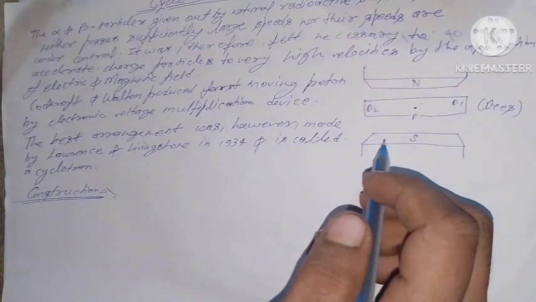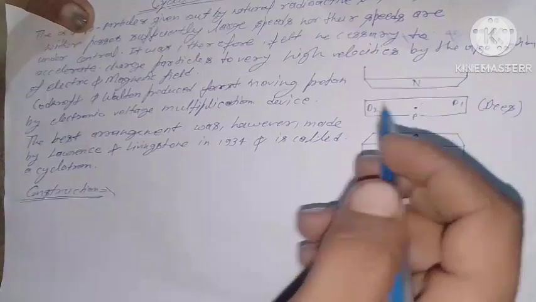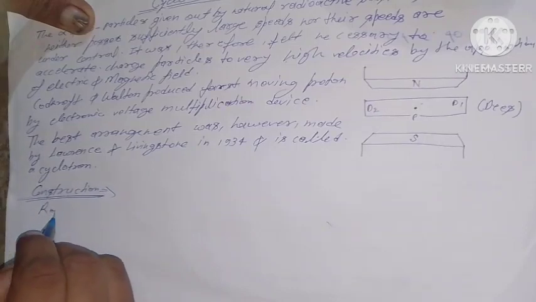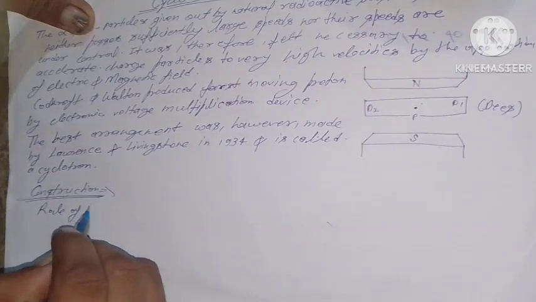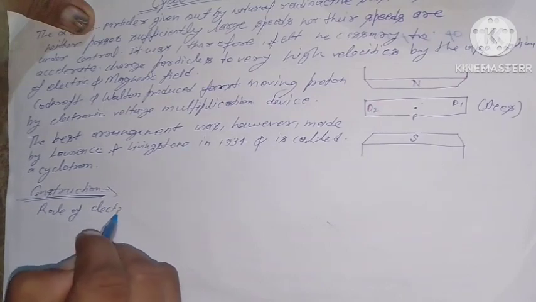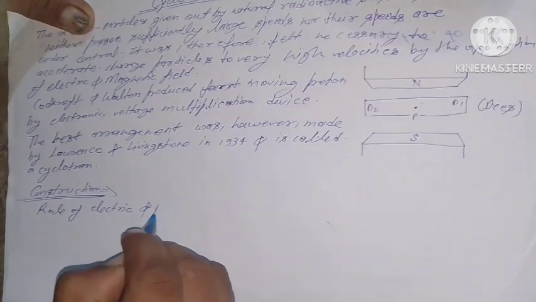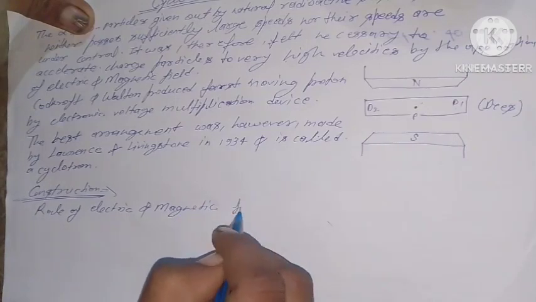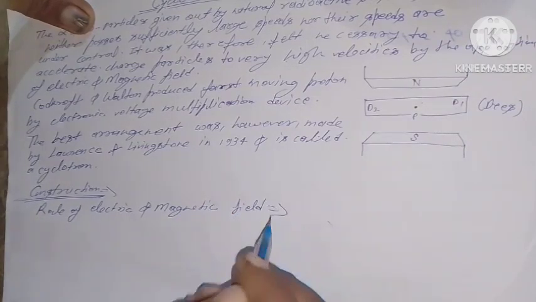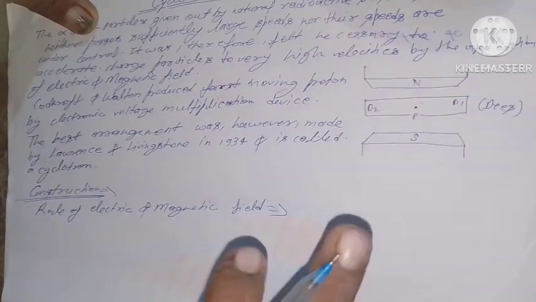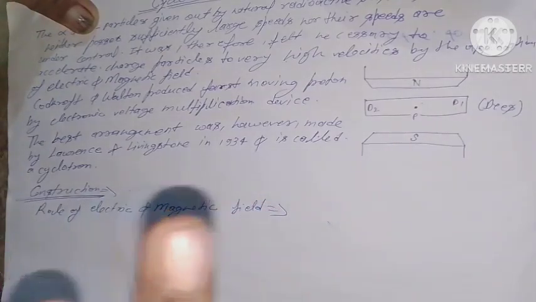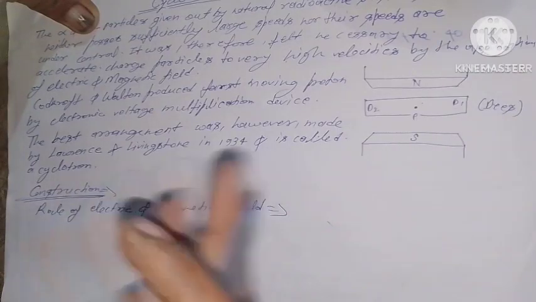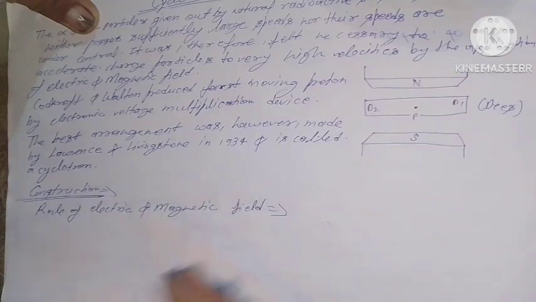Role of the electric and magnetic field. Simultaneous application of electric and magnetic fields plays an important role in the construction of the cyclotron.